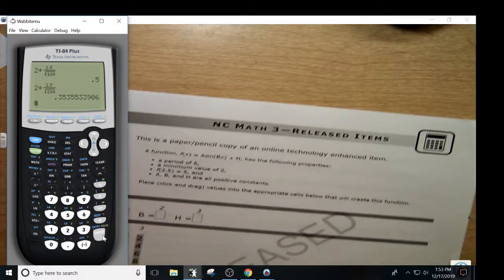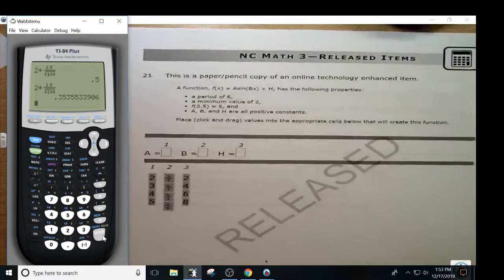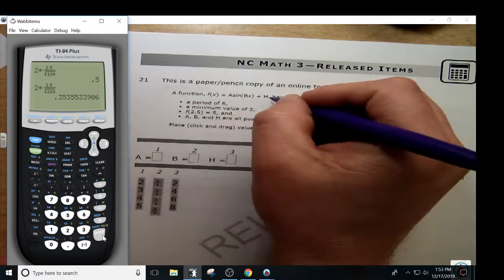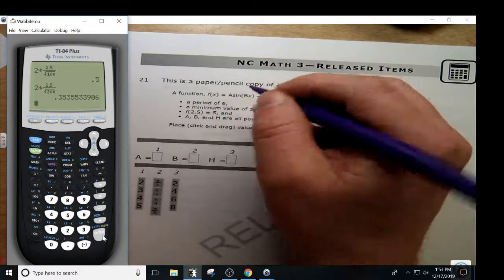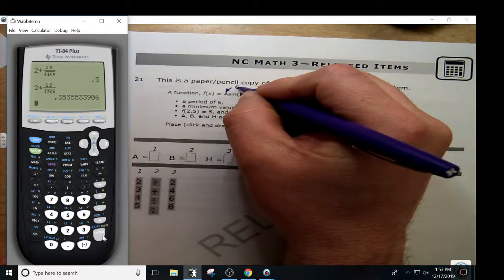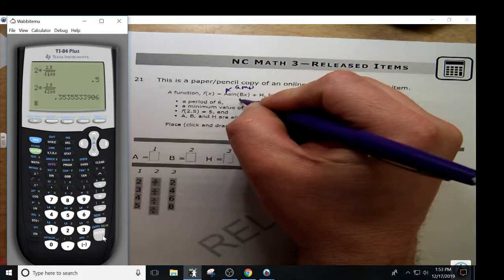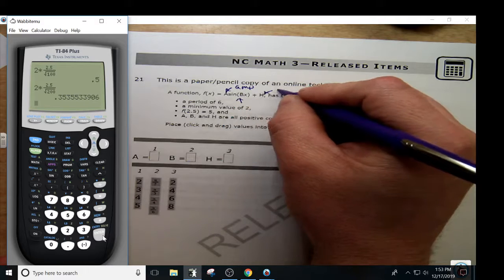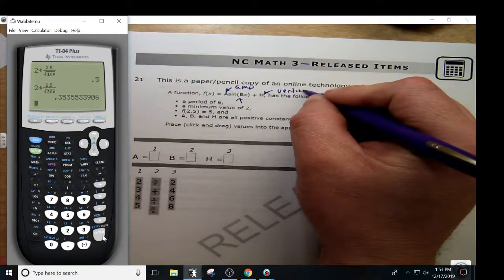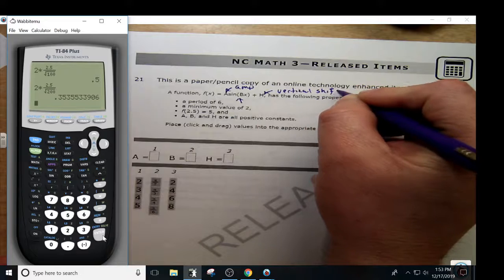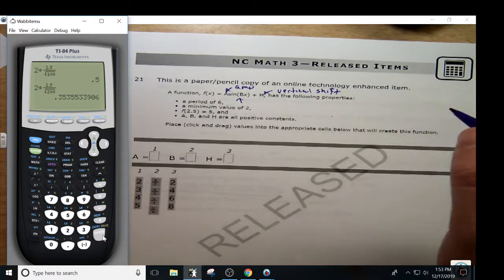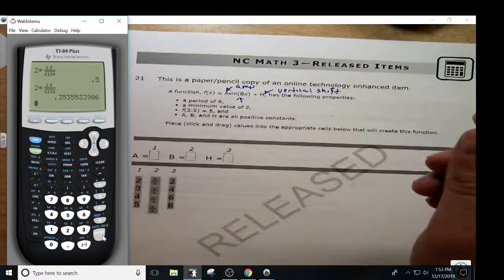All right, now looking at your function here, the A, that's your amplitude. That's your B, that actually affects your period. This is your vertical shift. Guys, we do not have a phase shift here. That must be a pre-calculus topic because I didn't see anything about it in the standard.